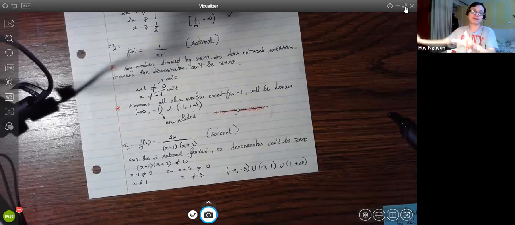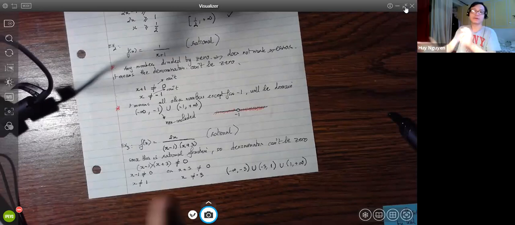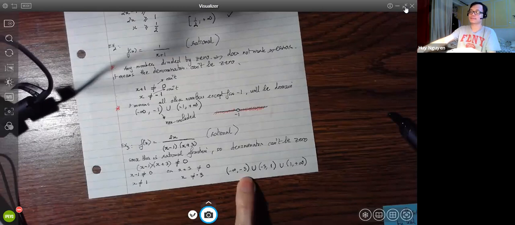Remember, just remember, the number you don't take, use parentheses. The number you take, use the bracket. Over here, -3 and 1 you don't take. That's why you use parentheses.